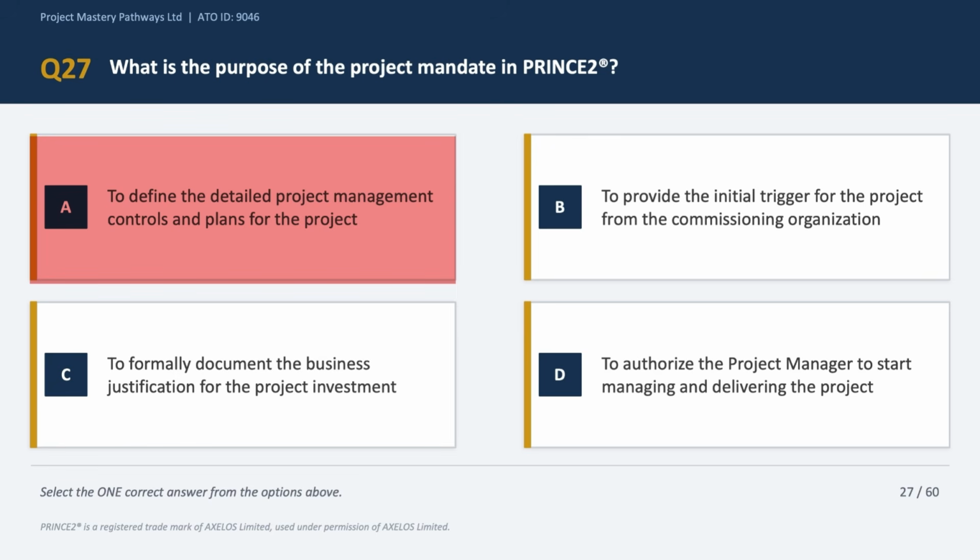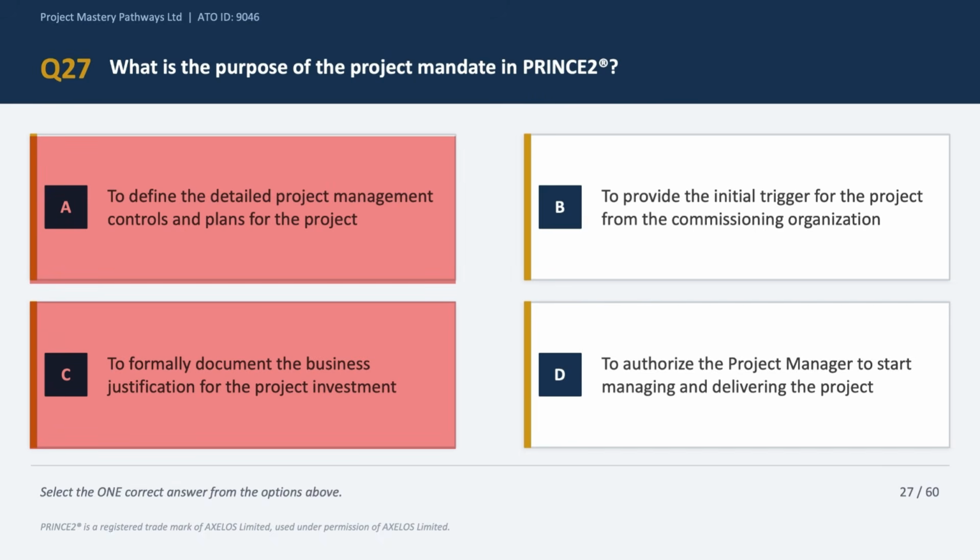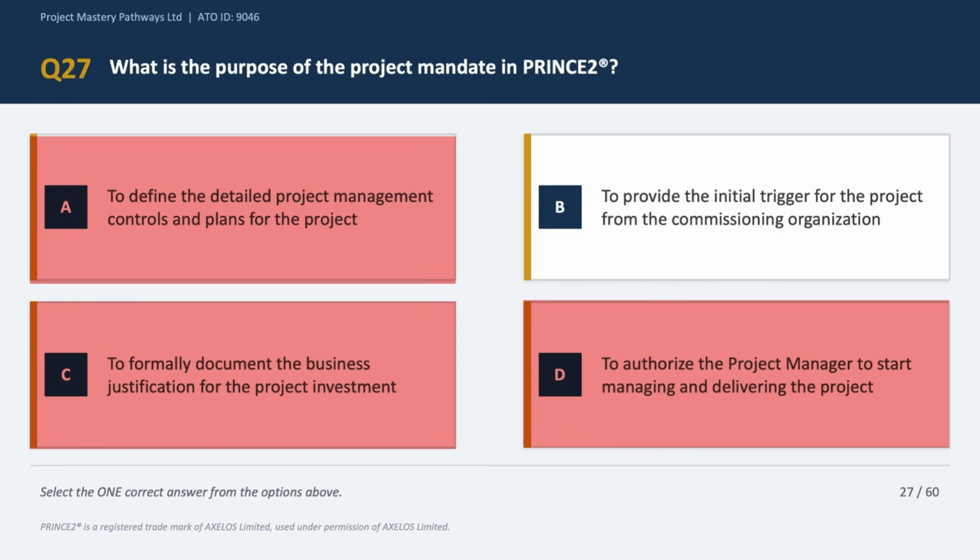Option C says to formally document the business justification. Now that is the purpose of the business case. The mandate triggers the project, the business case justifies it. They are quite different. So option C is incorrect. Option D says to authorize the project manager to start the project. Now that authorization comes later from the project board. The mandate does not authorize anything at all. So we can eliminate option D.